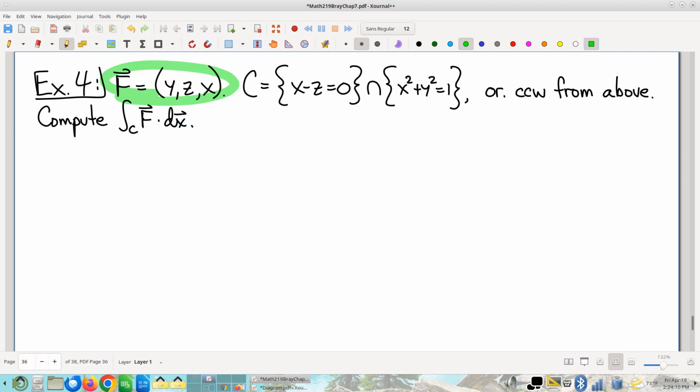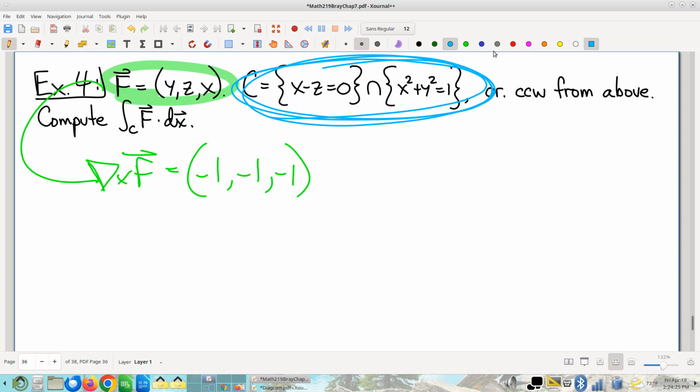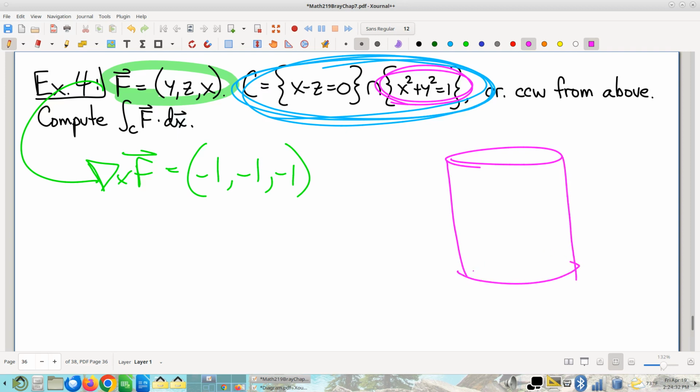Okay. So again, same vector field. That means the curl is the same. We still have curl is -1, -1, -1. Now this curve here is different, not super different. It is, after all, the same cylinder. And what's different is we're intersecting with a different plane. This plane x minus z.